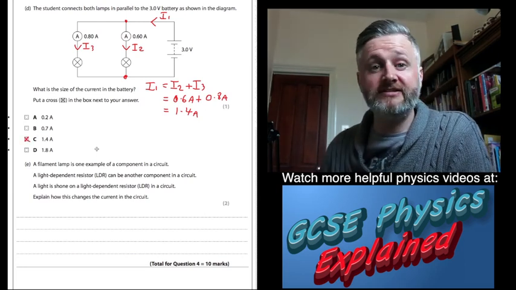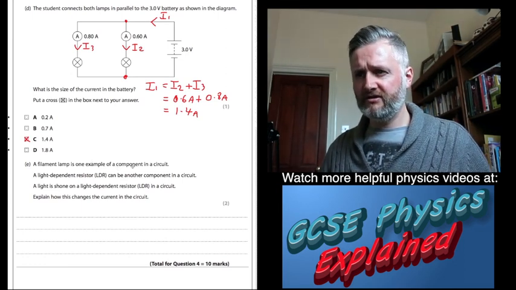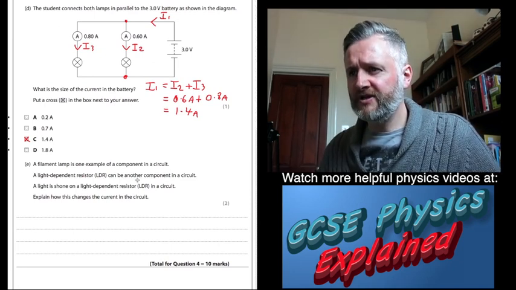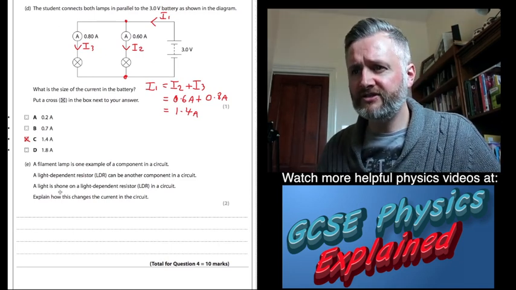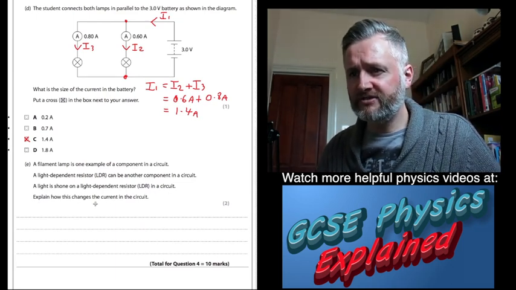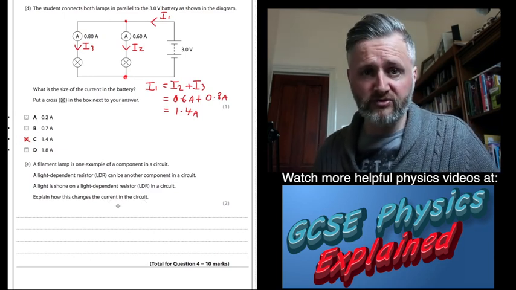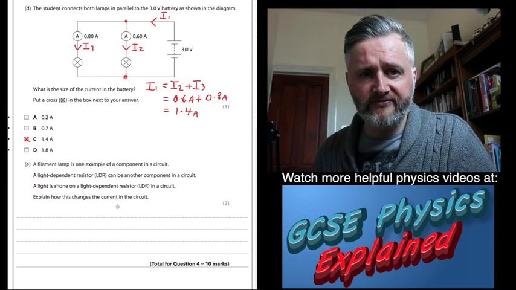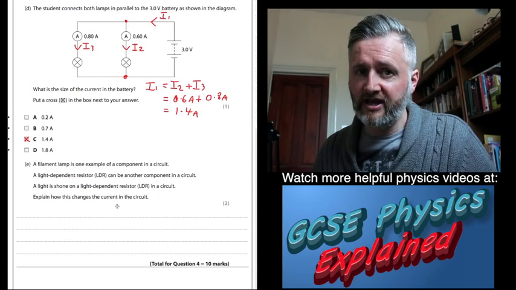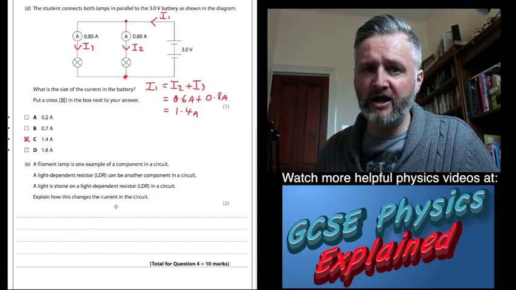That's answer C. E. A filament lamp is one example of a component in a circuit. A light-dependent resistor can be another component in a circuit. A light is shone on a light-dependent resistor in a circuit. Explain how this changes the current in the circuit. Right, so you've just got to know that for an LDR, if the light shining on it is brighter, then the resistance decreases. Now, if you go on to do the higher level, or especially the triple, you'd have to know a little bit more about why that happens.